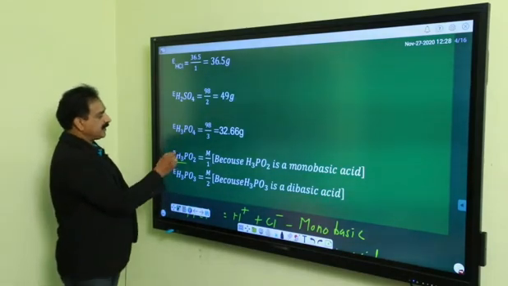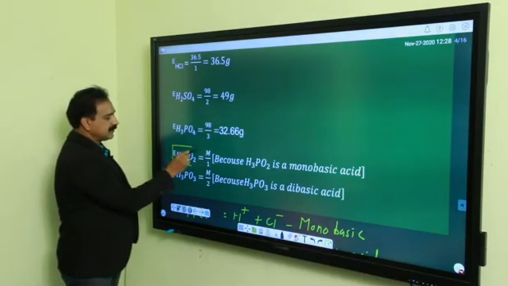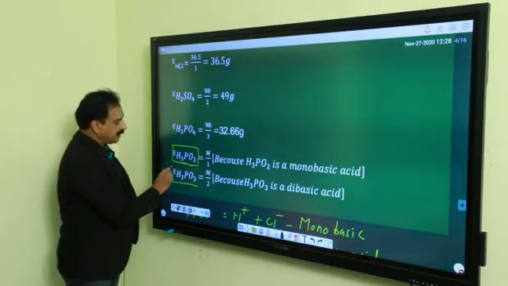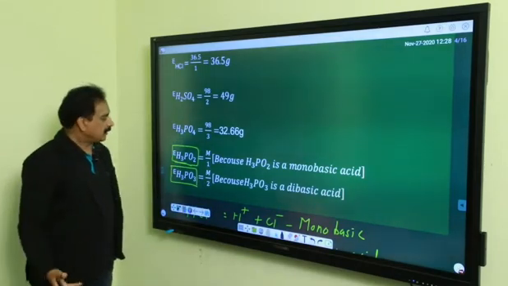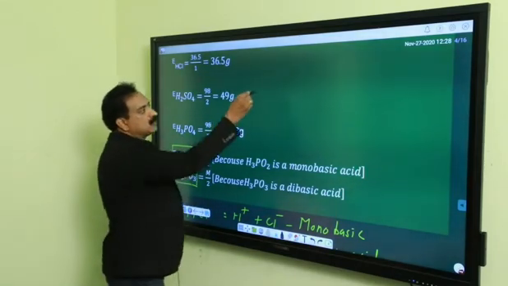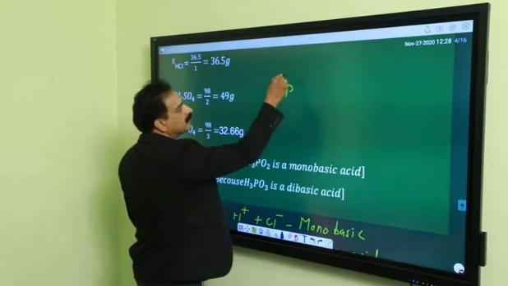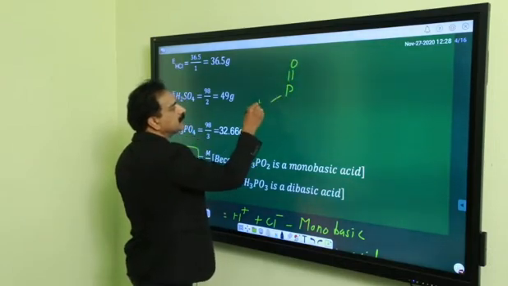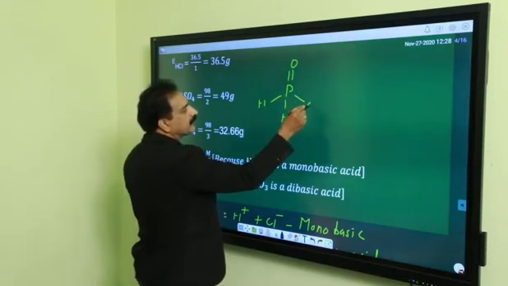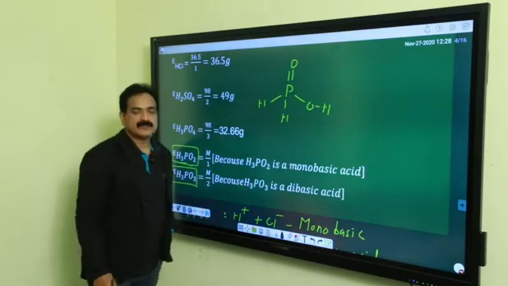But you should be careful. In this particular acid, you should be careful. And regarding H3PO3, you should be careful. In case of H3PO2, if you look at the structure of H3PO2, say, and this is the structure of H3PO2.